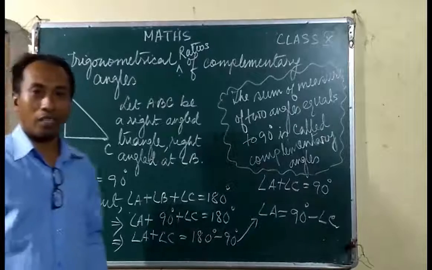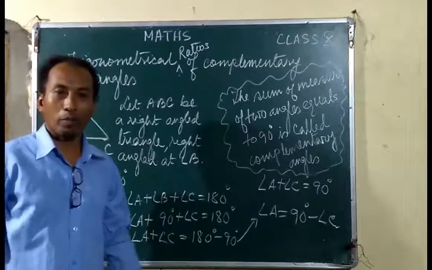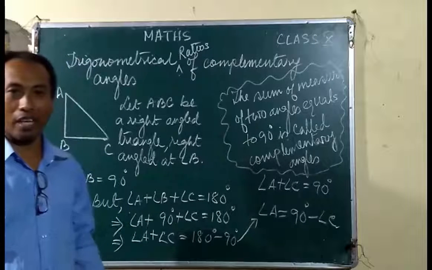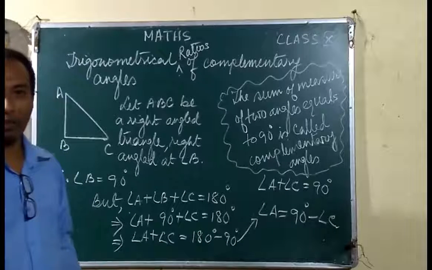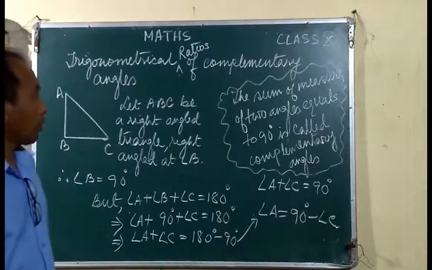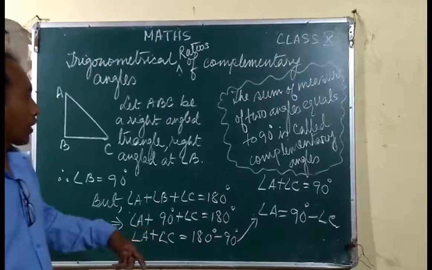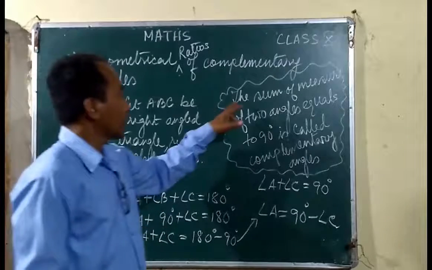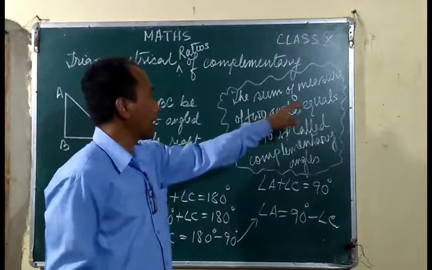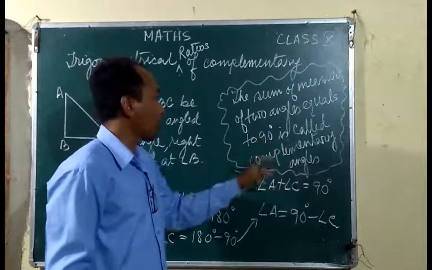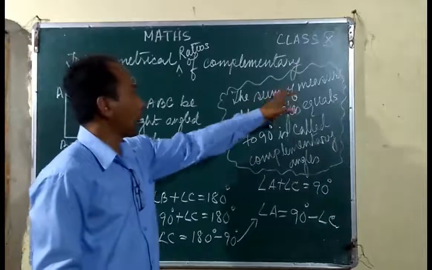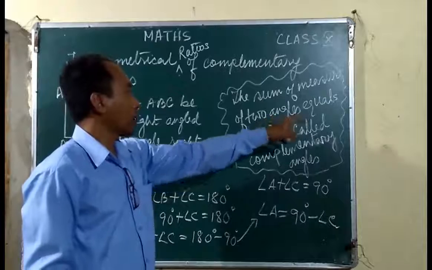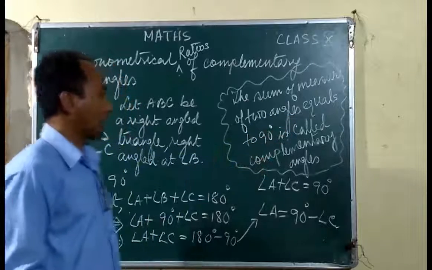So you must be wondering what are complementary angles. Yes sir, I have heard somewhere in class 6, class 7, I have forgotten what complementary angles are. So I'll just try to remove your confusion. The sum of the measure of two angles equal to 90 degree is called complementary angles. I repeat again, the sum of the measure of two angles equal to 90 degree is called complementary angles.